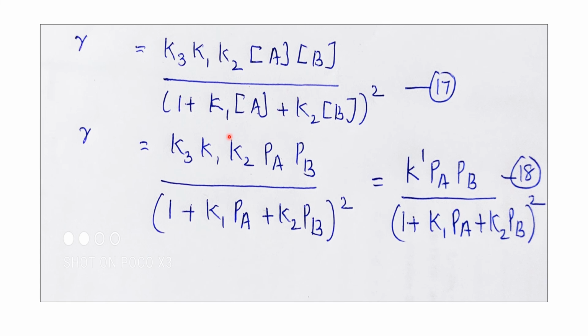Expressing concentrations in terms of partial pressures, the rate of the reaction becomes R equal to K3 K1 K2 into PA PB divided by (1 plus K1 PA plus K2 PB) the whole square. That is equal to K dash into PA PB divided by (1 plus K1 PA plus K2 PB) the whole square, where K dash is equal to K3 K1 K2.